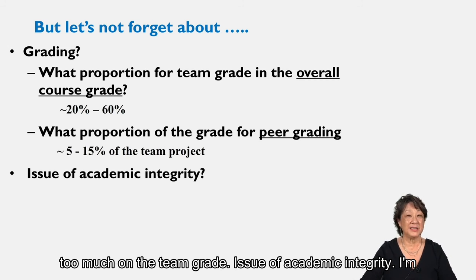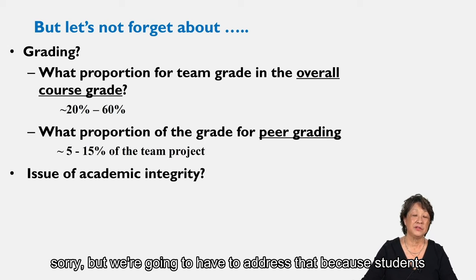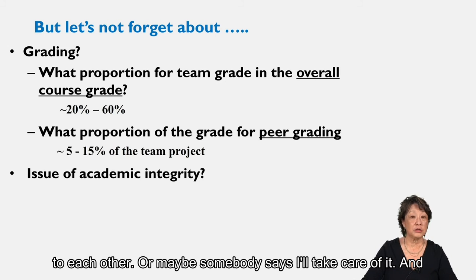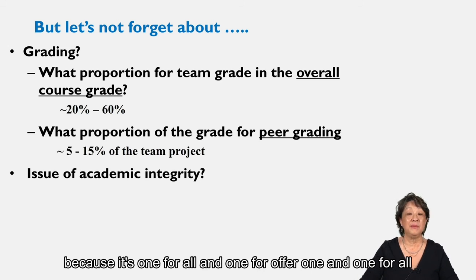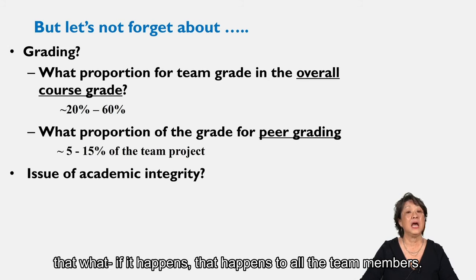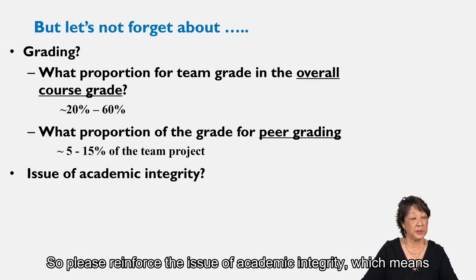Issue of academic integrity. I'm sorry, but we're going to have to address that because students don't know when it's okay to talk to each other or not to talk to each other, or maybe somebody says, I'll take care of it, and because it's one for all and all for one, you're going to have to reassure and reinforce with the students that if it happens, that happens to all the team members. So please reinforce the issue of academic integrity, which means cheating.